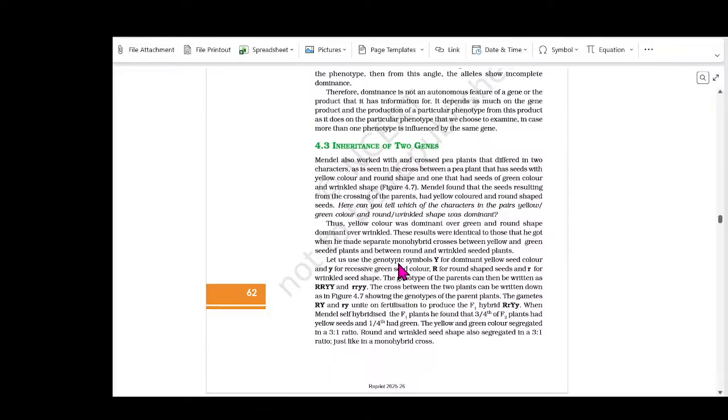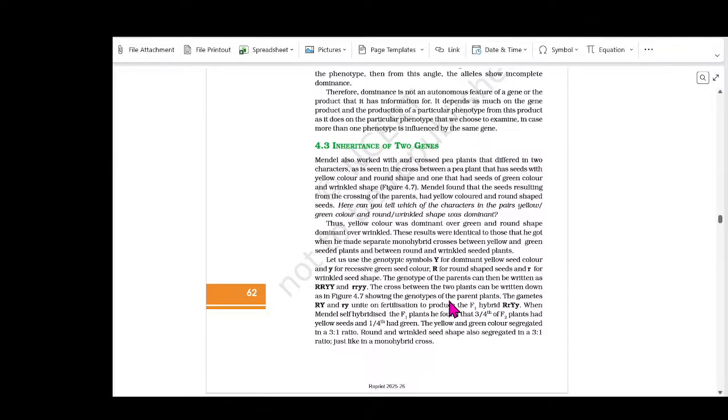Let us use the genotypic symbols capital Y for dominant yellow seed color and small y for recessive green seed color. Capital R for round shaped seeds and small r for wrinkled seed shape. The genotype of the parents can then be written as capital R, capital R, capital Y, capital Y and small r, small r, small y, small y. The cross between the two plants can be written down as shown in figure 4.7.